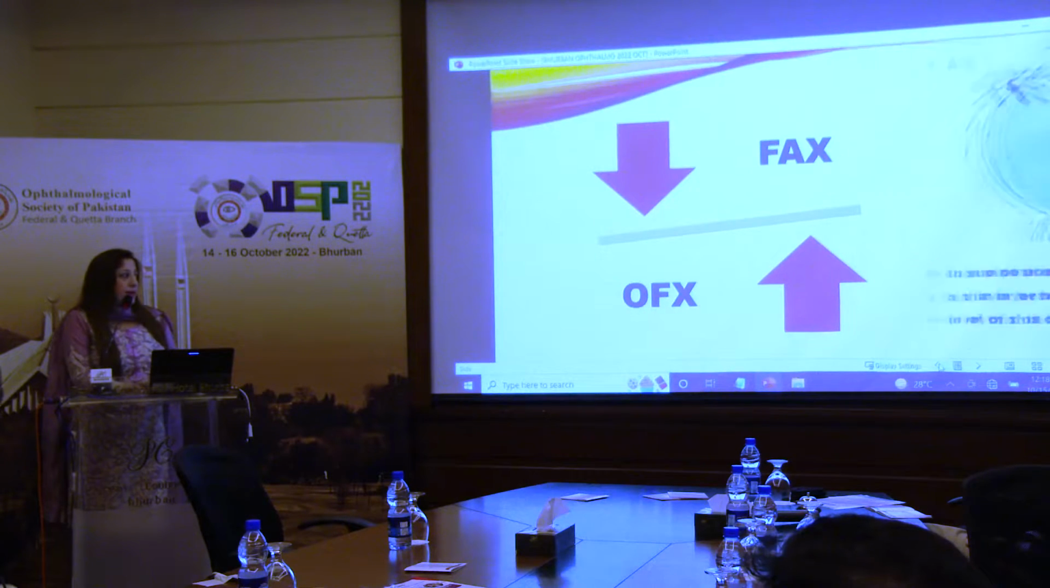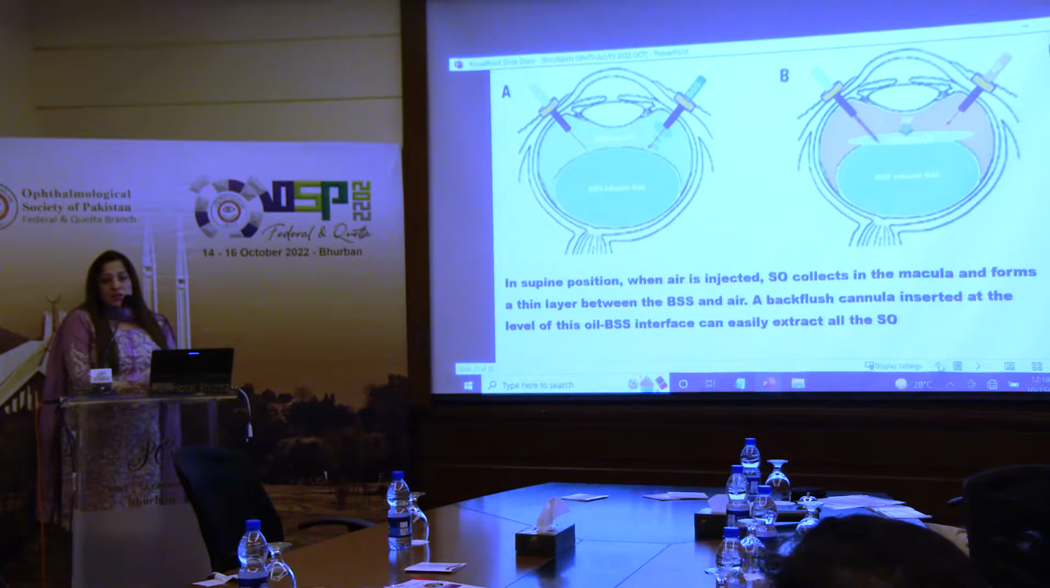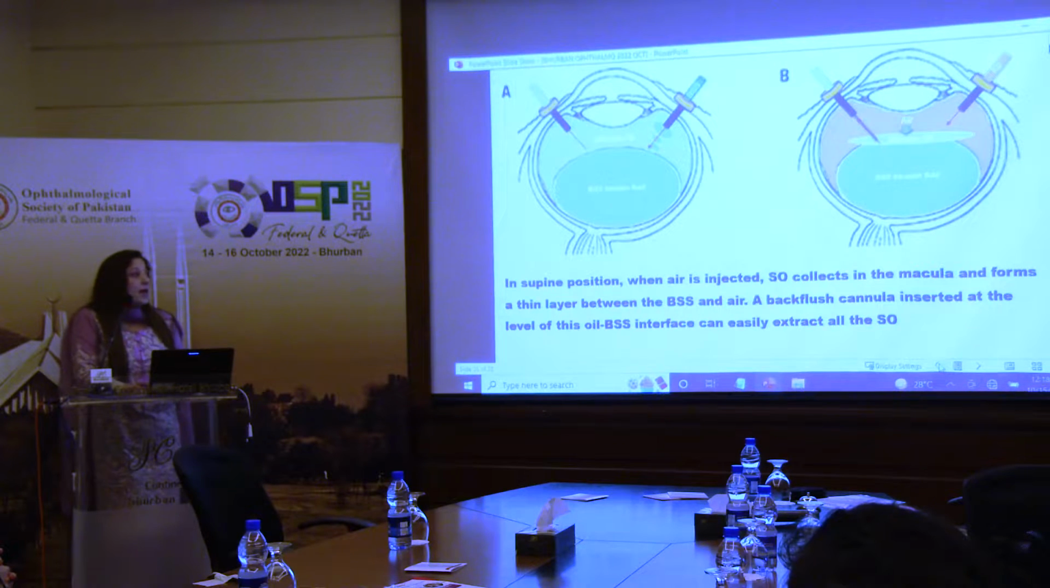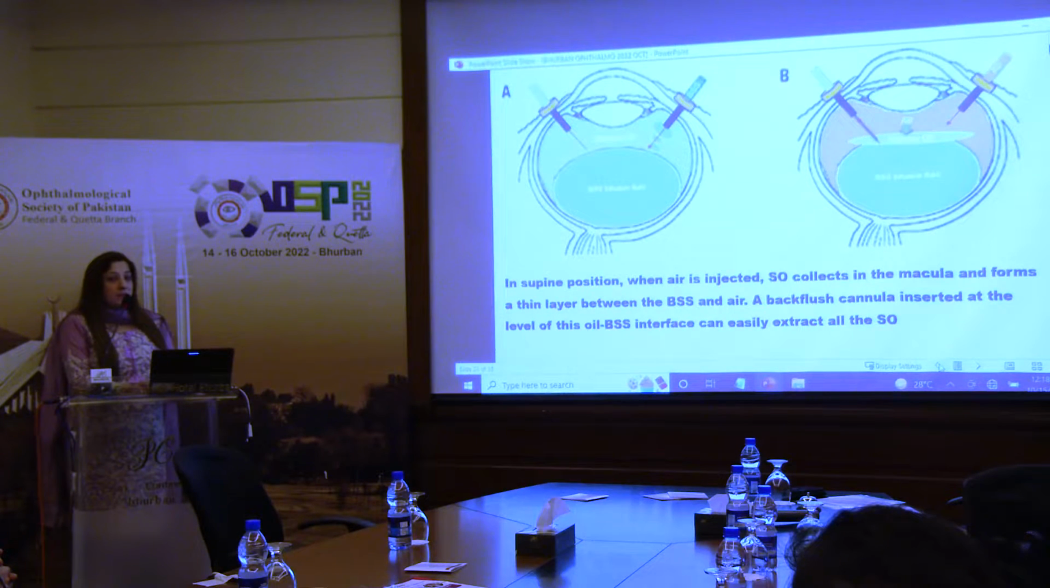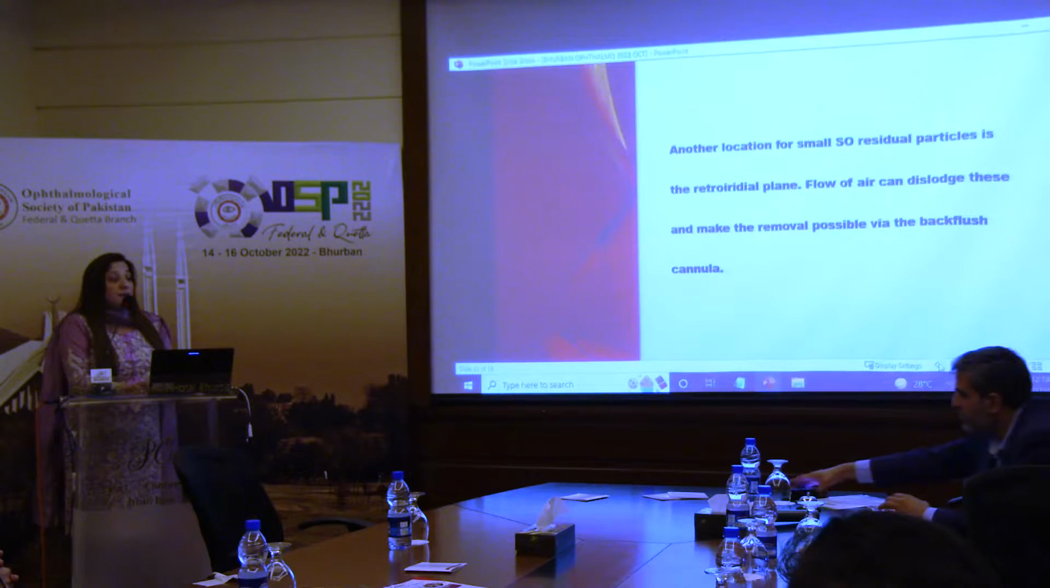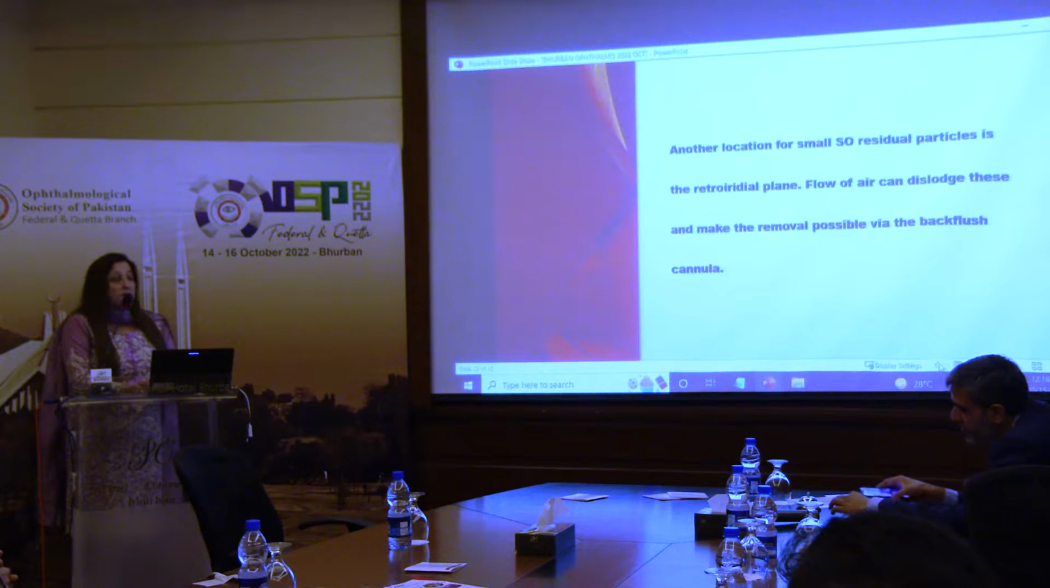What is the reason behind it? In supine position, when air is injected, silicone oil collects in the macula and forms a thin layer between the balanced salt solution and air. A backflush cannula inserted at the level of this oil BSS interface can easily extract all the silicone oil. Another location for small silicone oil residual particles is the retroiridal plane. Flow of air can dislodge these and make the removal possible via the backflush cannula.